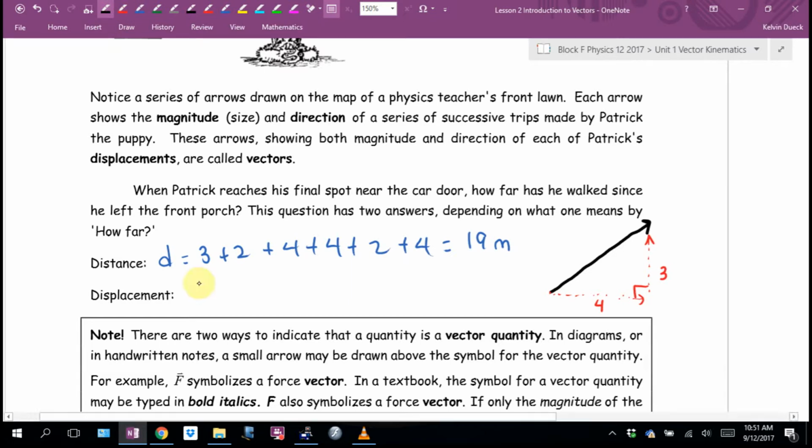Yeah? Oh, this would be a displacement. We would symbolize that with a D and a vector symbol.